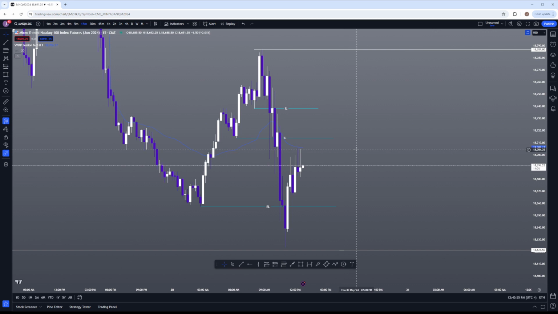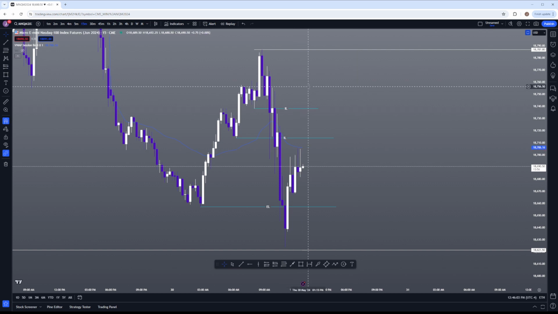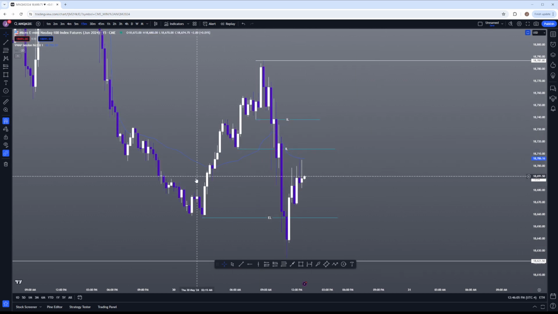Now, today I didn't get the entries I wanted, but we still had the right analysis overall, right? We saw that the shorts were going to come in. We just didn't get our entries. But we still had those levels on the internal side.